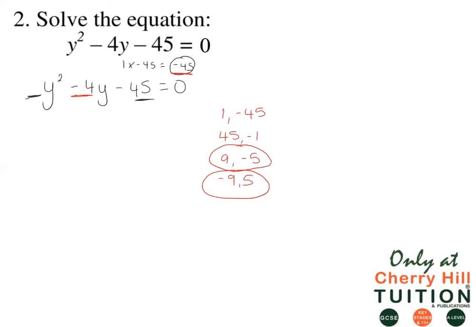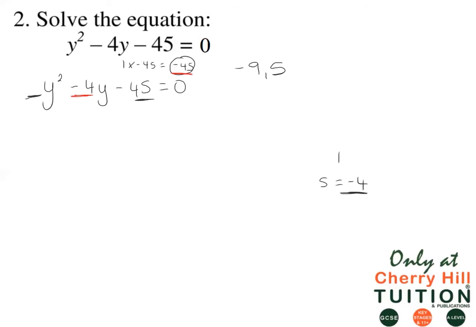Now let's test these to see which one gives us minus 4. 9 minus 5 gives us 4. Minus 9 plus 5 gives us minus 4. And this is what we are looking for. So the pair that we need is minus 9 and 5. So let's just write that here.